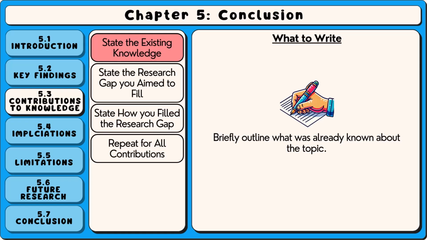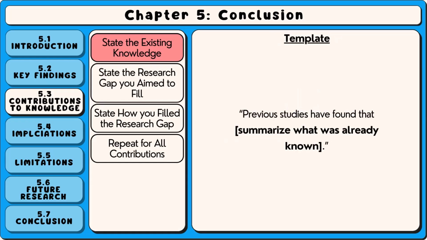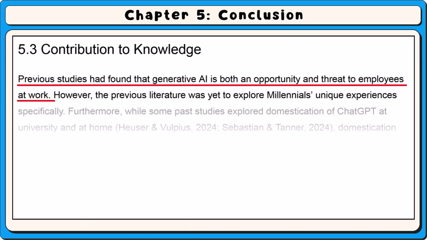Starting with stating the existing knowledge, briefly outline what was already known about the topic. This should be second nature to you at this point because you did write an entire literature review on it. Here's a template. Previous studies have found that, and then summarize what was already known. Here's an example. Previous studies have found that generative AI is both an opportunity and threat to employees at work.